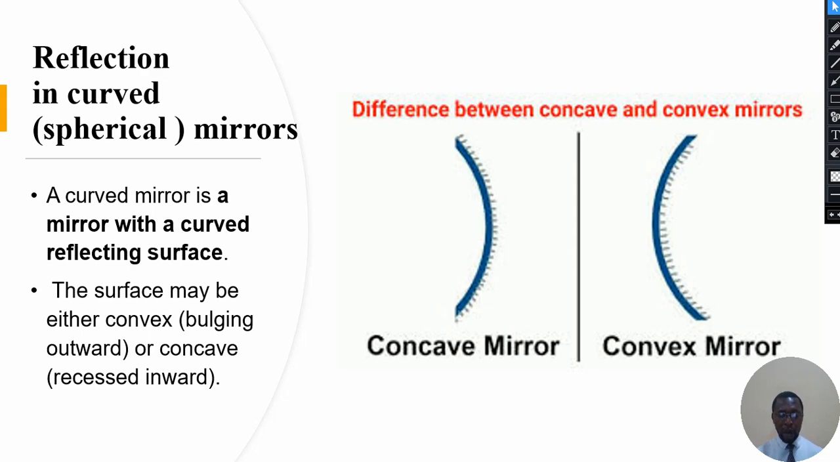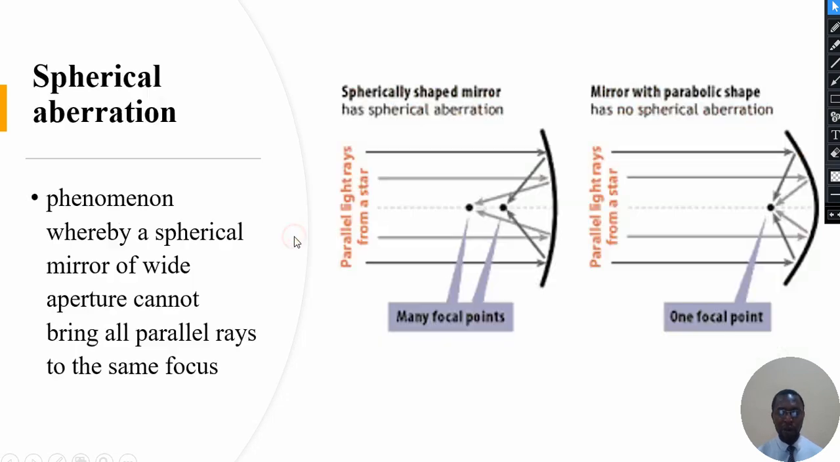Okay, so now how does the spherical mirror help in reflection? Now let's go on to talk about a particular term that we use in spherical mirror, and that's called the spherical aberration. It's just a phenomenon where a spherical mirror of wide aperture or opening, and that word for aperture is opening, cannot bring all parallel rays to the same focus. Let's see an example here.